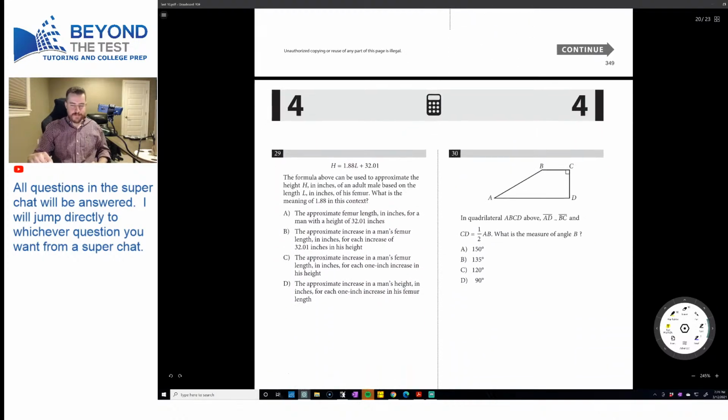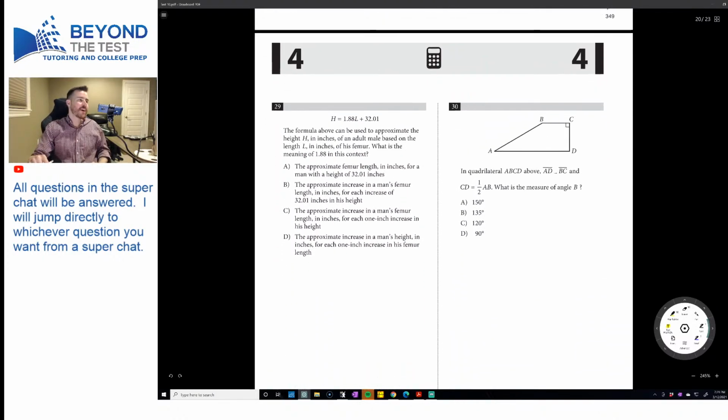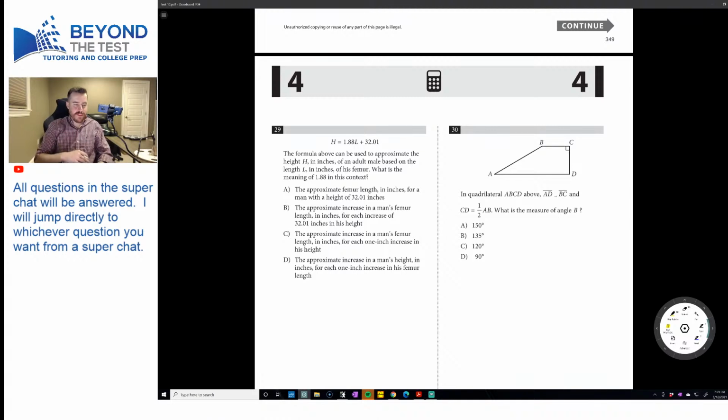Whew. Okay. Coming towards the end here. Let's take a look at number 29 then. The formula above can be used to approximate the height h in inches of an adult male based on the length L in inches of his femur. What is the meaning of the 1.88 in this context?